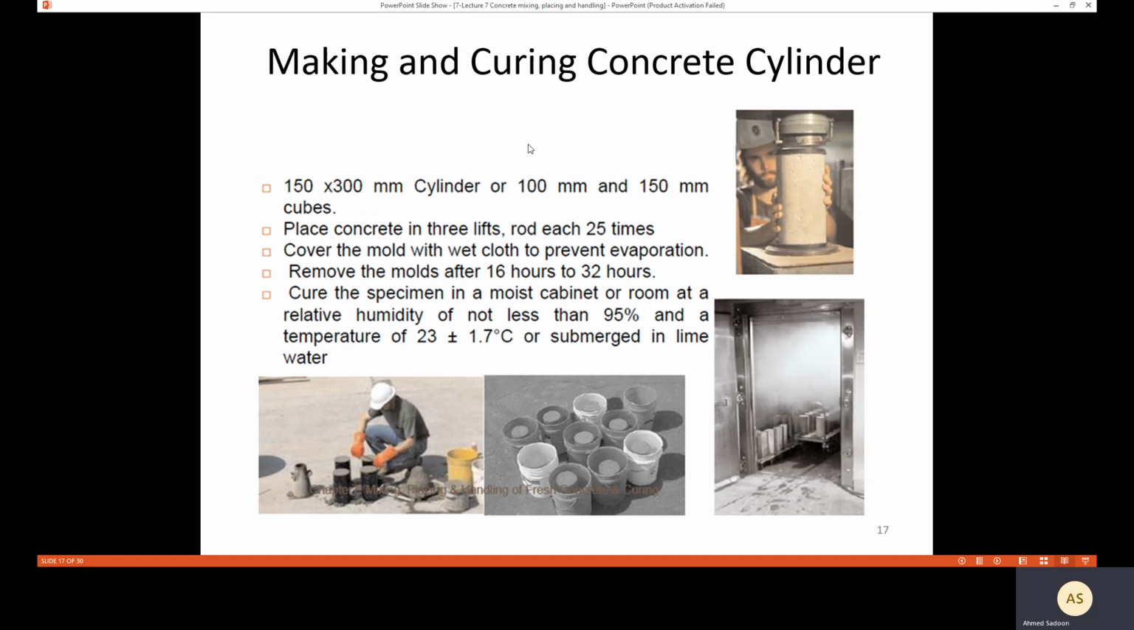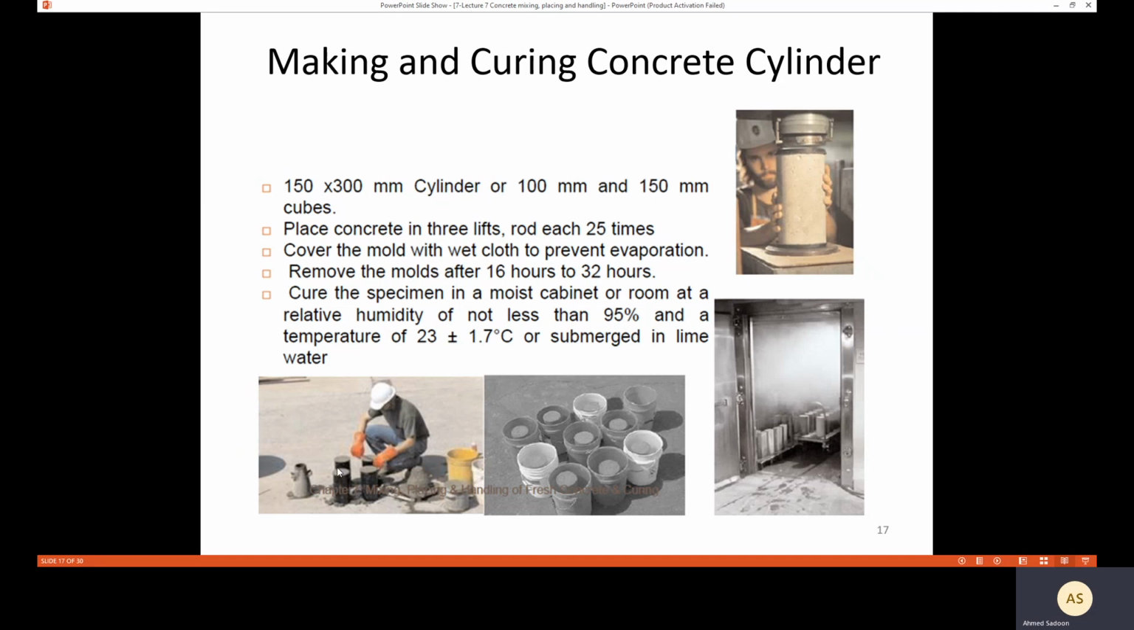Finally, we are going to prepare cylinder samples and also beam samples. We prepare cylinder samples in order to test the compressive strength. We could use cylinders or we could use cubes. The cylinder is going to have a diameter of 150 millimeter and a height of 300 millimeter. Or if you are going to use cubes, one side of the cube is going to be 100 millimeter, or we could use 150 millimeter cubes.